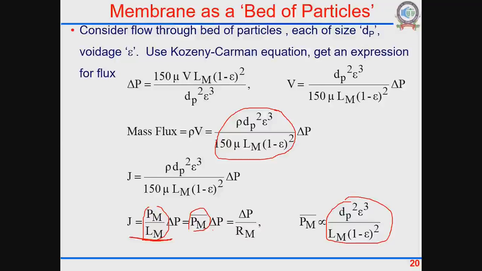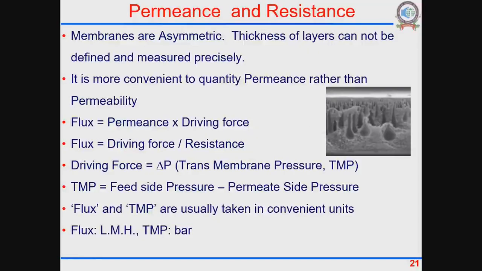Therefore, it is more convenient to think in terms of the flux as a product of permeance multiplied by pressure drop, or pressure drop divided by resistance of the membrane. So here is what we were trying to say. Flux is related to permeance multiplied by driving force delta P, or we can think of flux as driving force delta P divided by resistance. This driving force is the pressure difference, which we call transmembrane pressure. Transmembrane pressure means the feed side pressure minus the permeate side pressure.